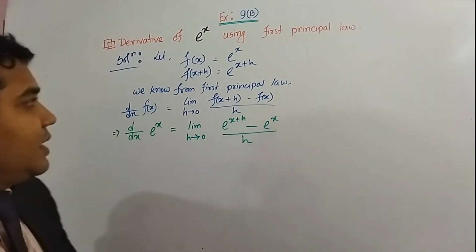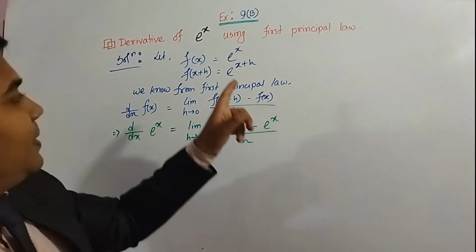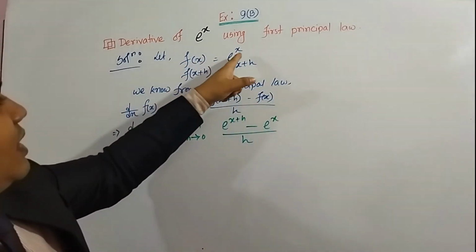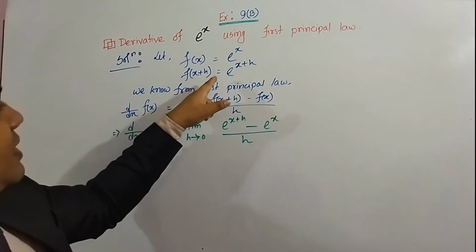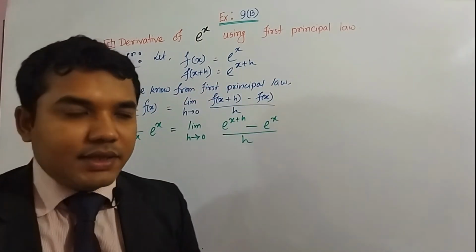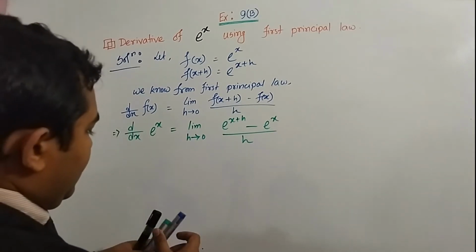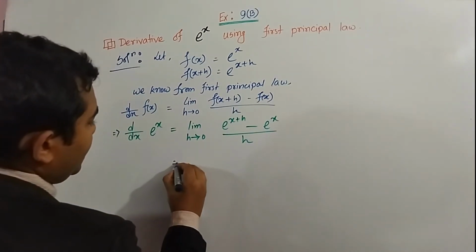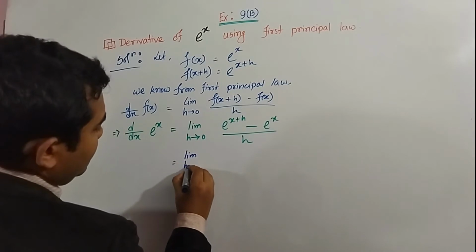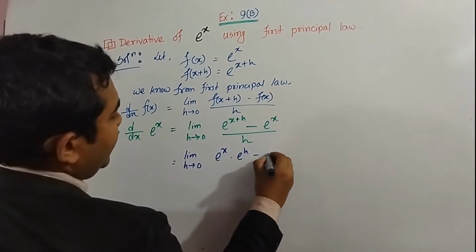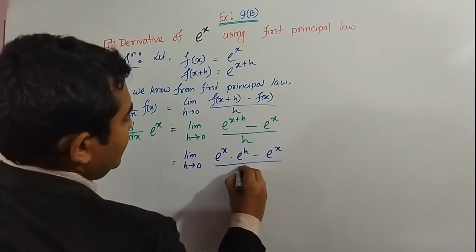Clear, dear students? You have already known that x will be replaced by the other parts. So here was x, here was again x, and here was x plus h, here was also x plus h. So here we can write limit h tends to 0, e to the power x into e to the power h minus e to the power x divided by h.